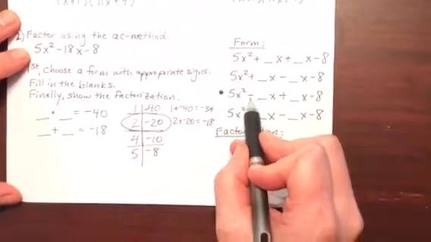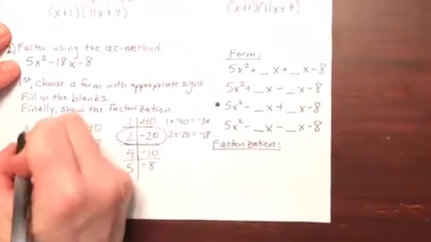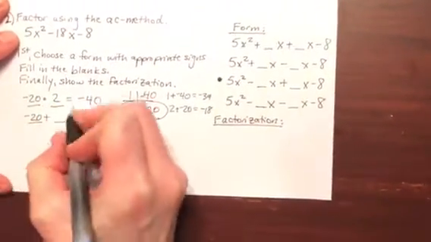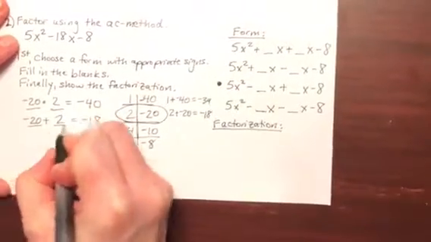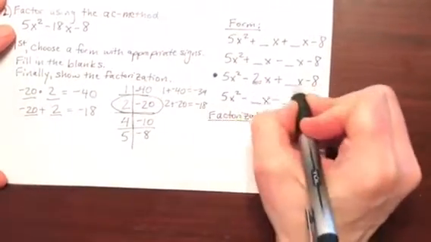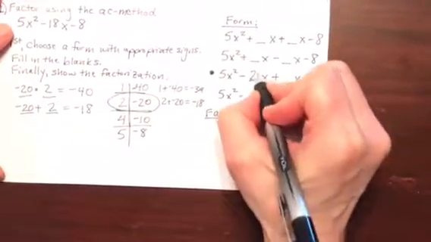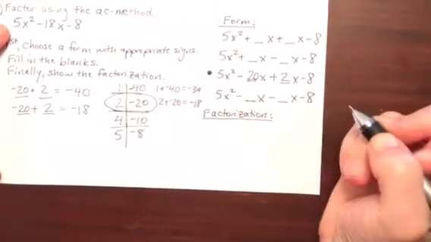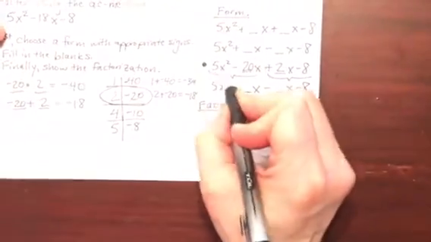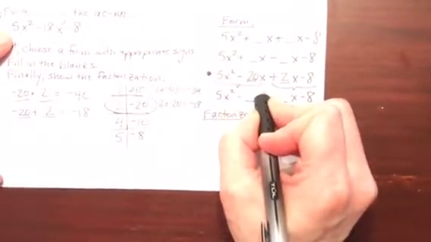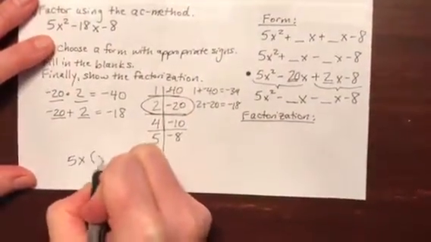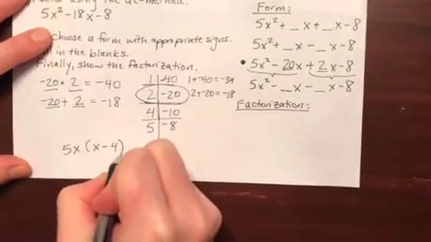I've already decided that I'm putting my negative number first. And so let's put the negative 20 and the positive 2. And we see that negative 20 times 2 is negative 40, and negative 20 plus 2 is negative 18. So we'll fill those in for the blanks. Minus 20x and plus 2x. All right, so if we're factoring this by grouping now, the first two terms have 5x as their common factor. So we would write 5x, and that would leave us with an x minus 4 in parentheses.